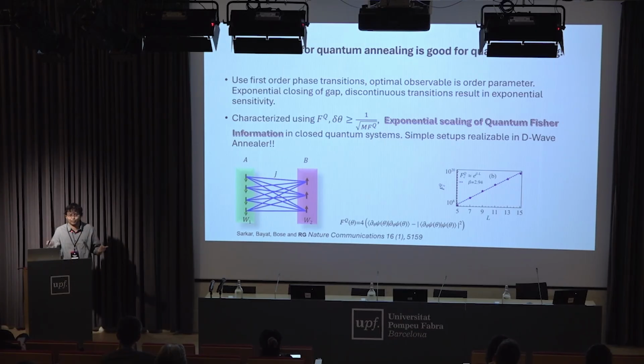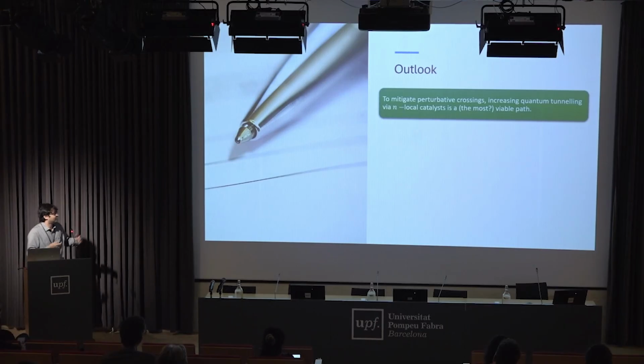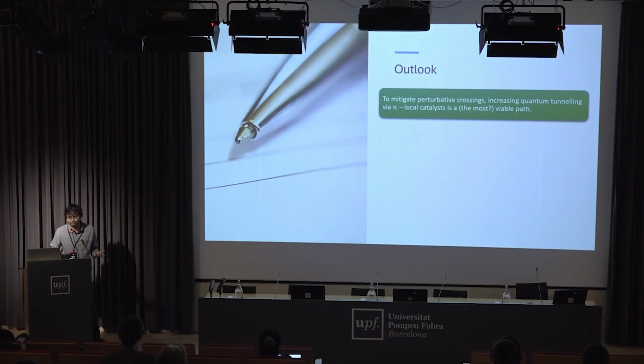I've been saying that small energy gap is bad and so on and so forth, but it's actually good for some other purpose. So that brings me to the end of my talk, and I think I'm more or less on time. So what I wanted to say is to mitigate perturbative crossings, increasing quantum tunneling for n-local catalyst is probably the most viable path, because clearly the physics tells me that I need to increase tunneling if I want to go from one state to another.